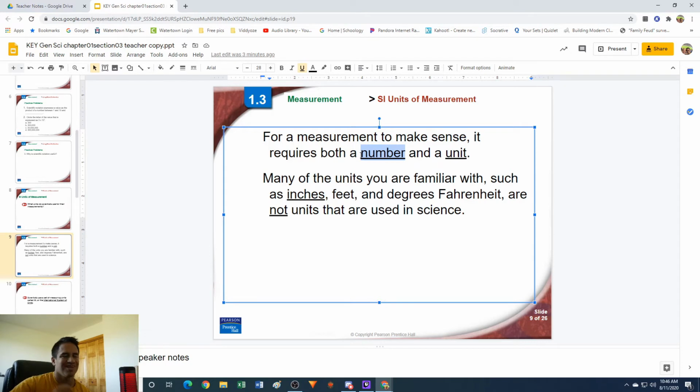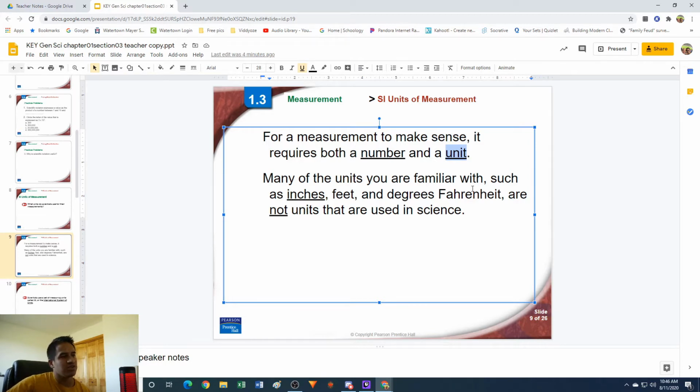Most people remember that part. It's the second part that people forget, especially students, that can be very, very important, and that is it also requires a unit, okay? Don't make a measurement and just write down a number and forget what the unit is that goes on it. Otherwise, it doesn't make any sense, and it's really hard to interpret.